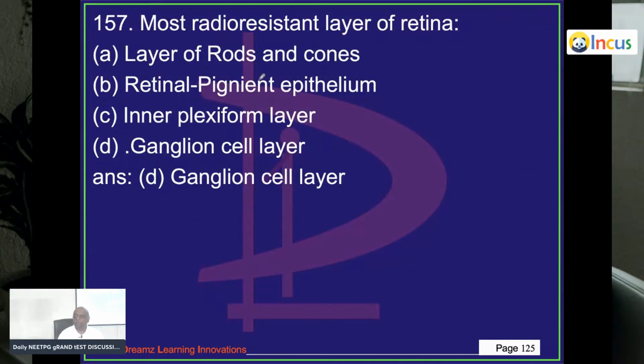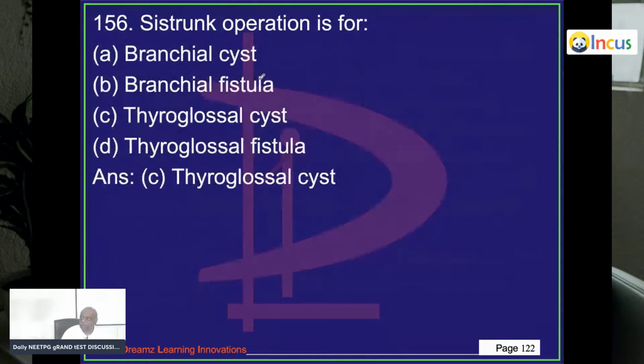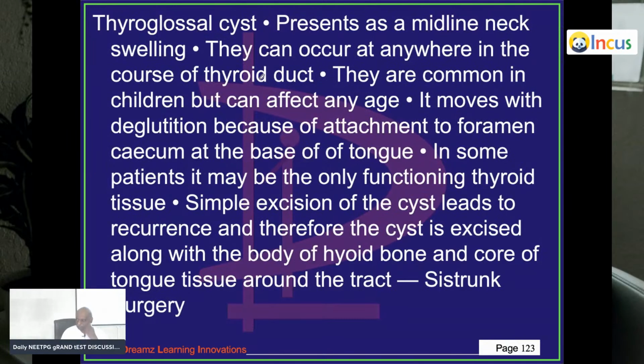Which one? Ask that then. Sistrunk is the operation to remove a thyroglossal cyst. See, Sistrunk is along with the body of the hyoid bone. Who said that it is done for fistula also? Let's check once.